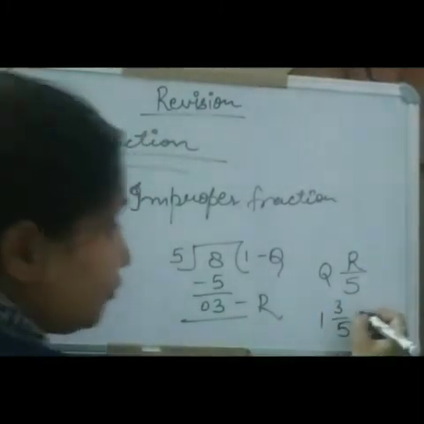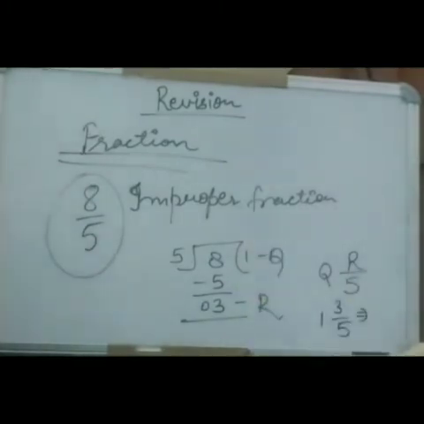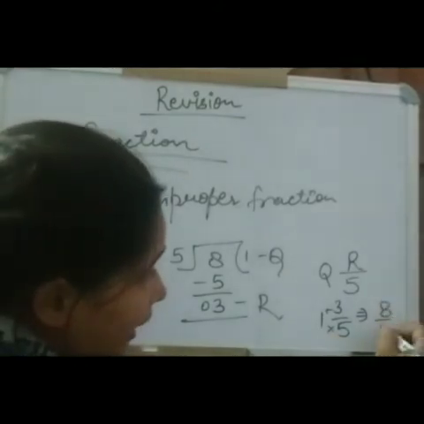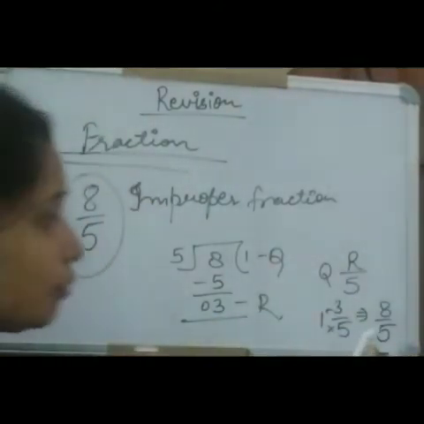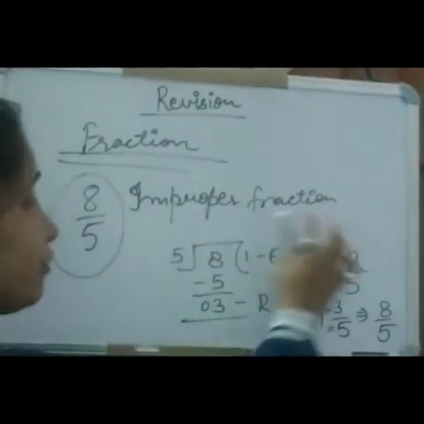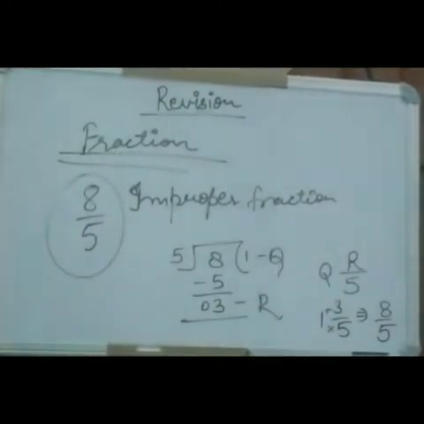Getting? Now if you have to convert mixed fraction into improper, so what you will do? Just multiply this one and add this one. So 5 ones are 5 plus 3 is 8 by 5. This is improper again. Okay. So always remember this, that improper fractions can be convertible into mixed fraction. Got?